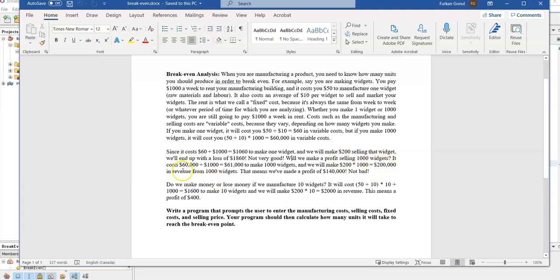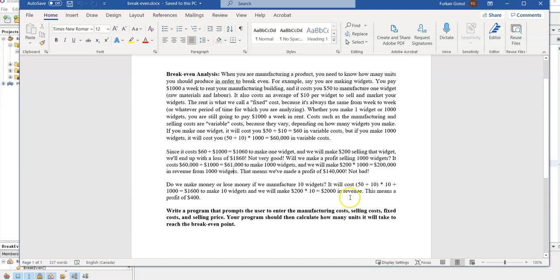It costs $60,000 plus $1,000 equals $61,000 to make 1,000 widgets, and we will make 200 multiplied by 1,000 equals $200,000 in revenue from 1,000 widgets. That means we have made a profit of $140,000. Not bad. So do we make money or lose money if we manufacture 10 widgets?